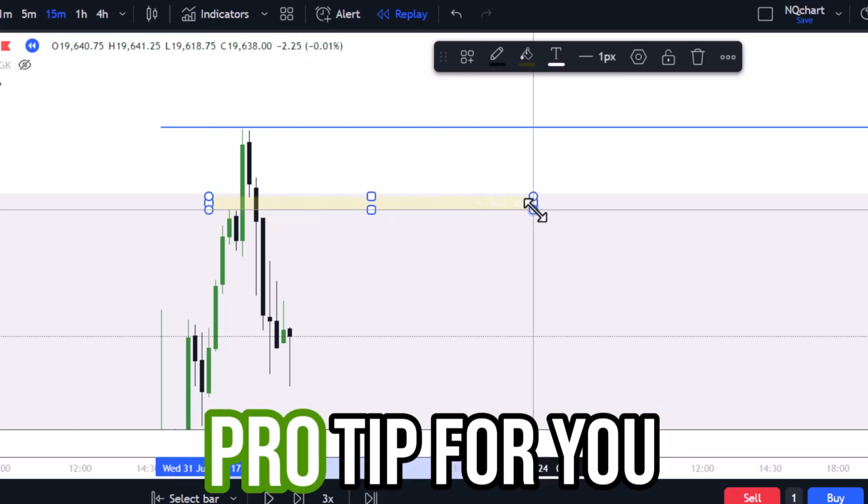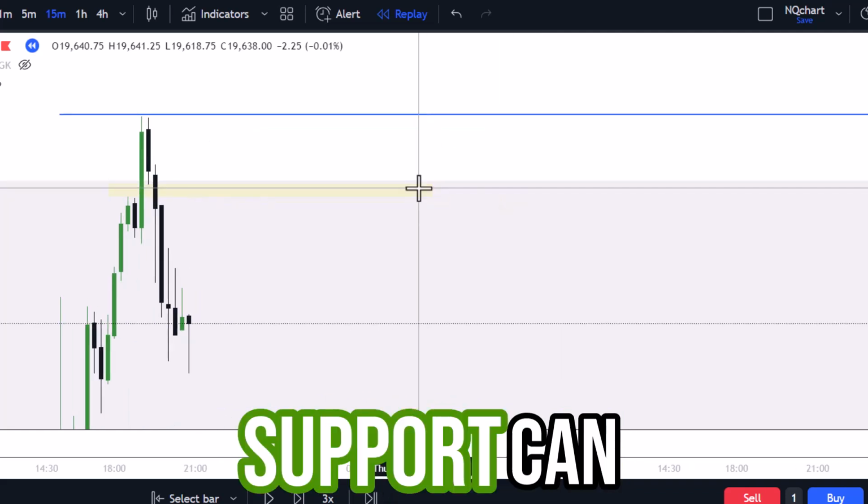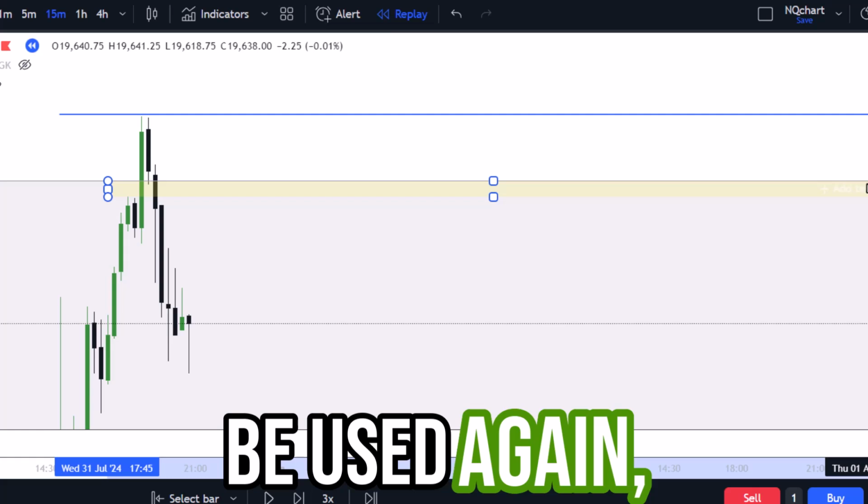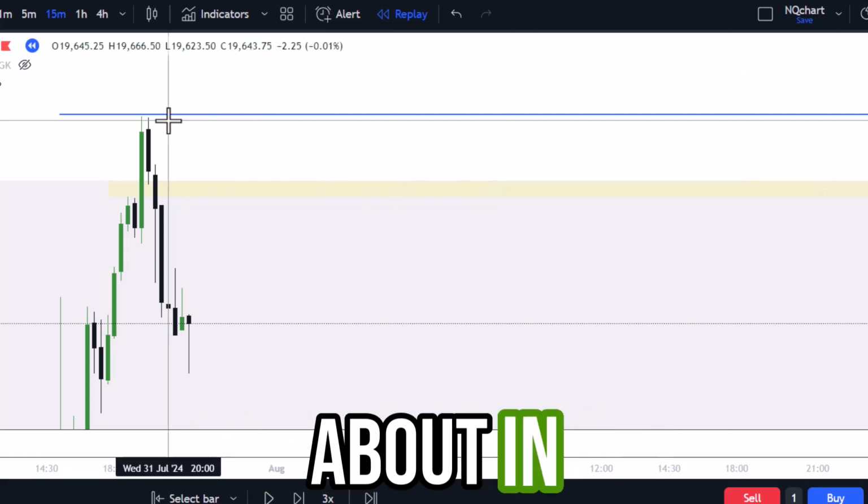Just as a little pro tip for you guys, just as support can turn into resistance, a previous fair value gap can be used again. But that's something that we can talk about in another video.